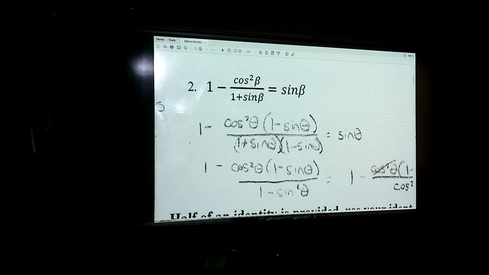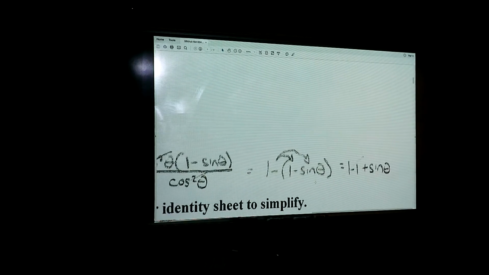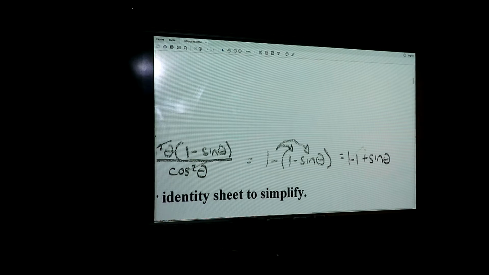I didn't even multiply the top. So in fact, let me scroll over so you can see that. I just canceled out the cosines on the top and bottom. And then what I'm left with is 1 on the outside minus this fraction, which is not even a fraction anymore. So I can distribute the negative sign. And this is what I'm left with. And the 1's cancel each other out, so you're left with sine. So it was meant to be short. That was probably the longest problem on the test.